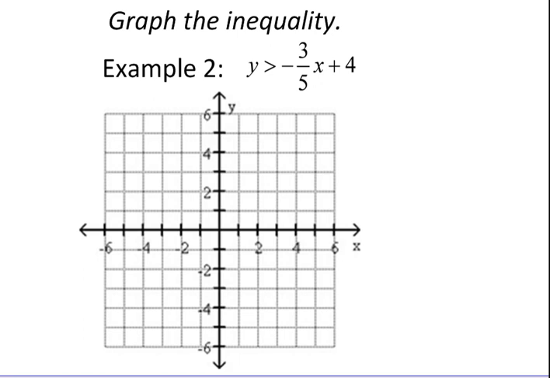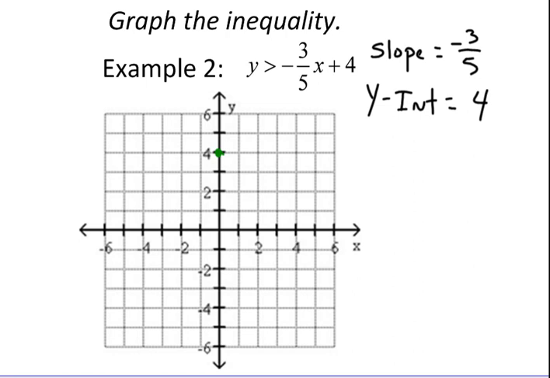Okay, example 2, y greater than negative 3/5 x plus 4. Again, it's in y equals mx plus b form, so we're going to identify the slope, which is negative 3/5, and the y-intercept is 4. Now we can plot the y-intercept. It crosses the y-axis at 4.